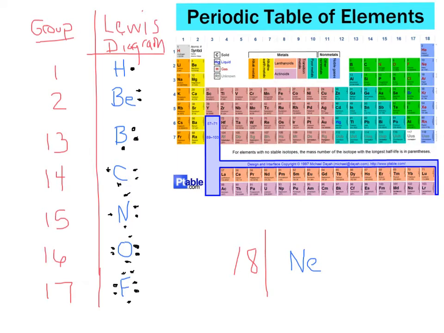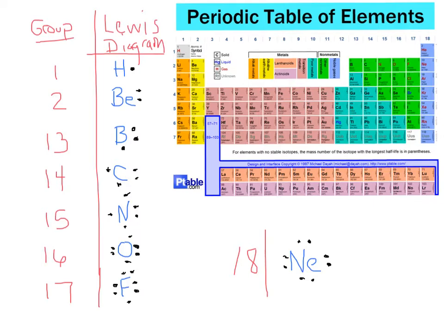And then lastly is neon, which is in the 8th row. So that's going to be a noble gas for a reason, because they have a full outer valence. So please note how we fill them in. It goes pair of 2, and then singles, and then pairing up again.